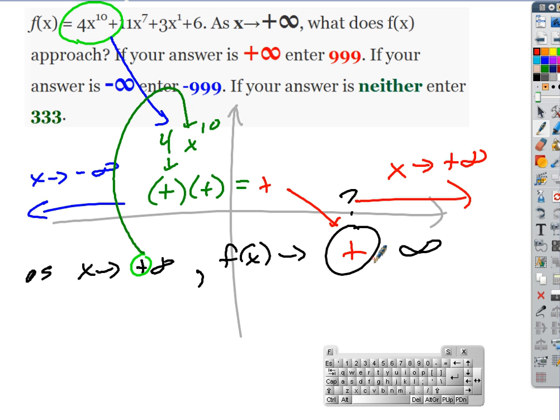So that's my answer. That makes sense? Now, how could it be different? Well, what if that had been a negative 4 out in front? Then I would have had a negative times a positive, which is negative, right? Now, let's quickly look at what happens when we take powers of positive and negative numbers. A positive number to any power is positive, isn't it? Right? What about a negative number? A negative number to an even power, like negative 3 squared, or negative 3 to the 4th, or negative 3 to the 100th, is going to be what? Positive, right? A negative number to an even power is always positive, but a negative number to an odd power is negative. Exactly, right? So that's the only way that that power of x is going to ever change, is if I'm plugging in a negative number and it's an odd power, right? Okay, does that make sense?